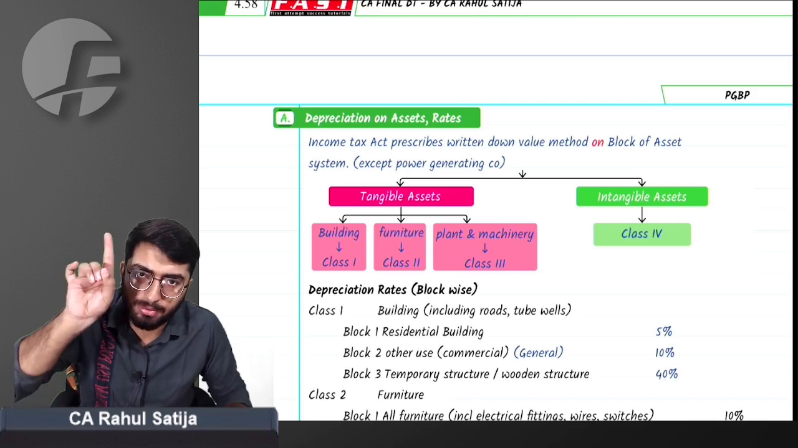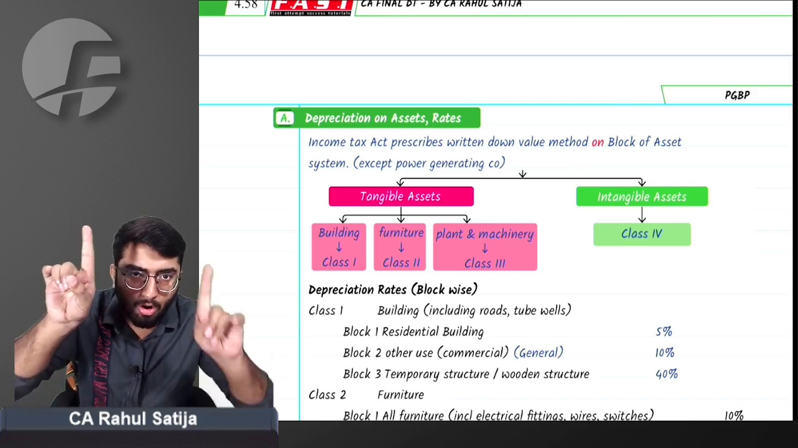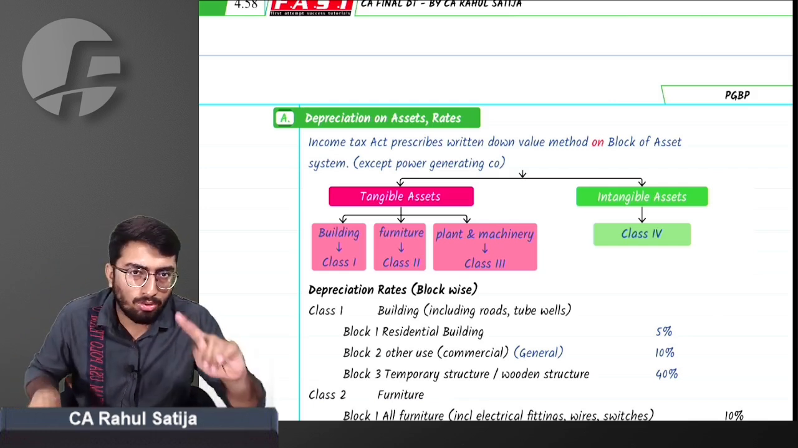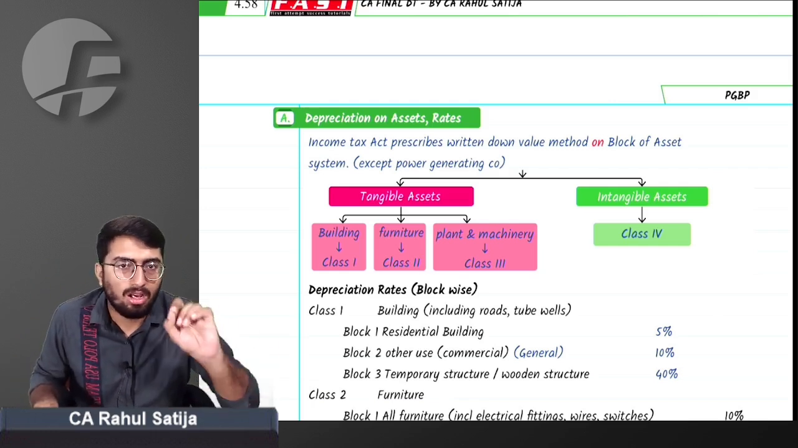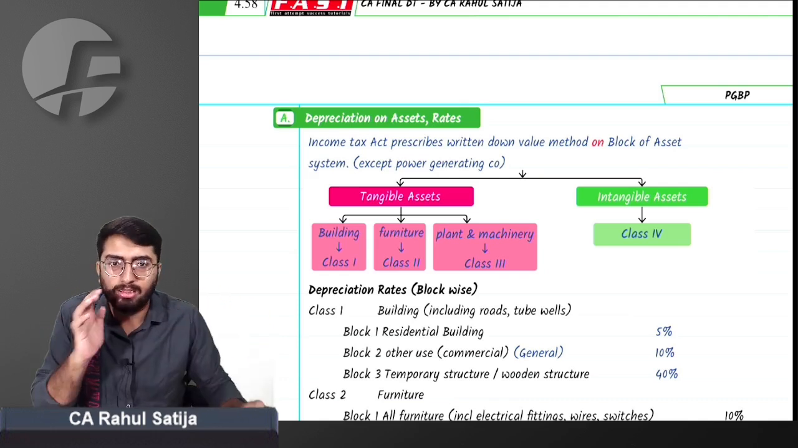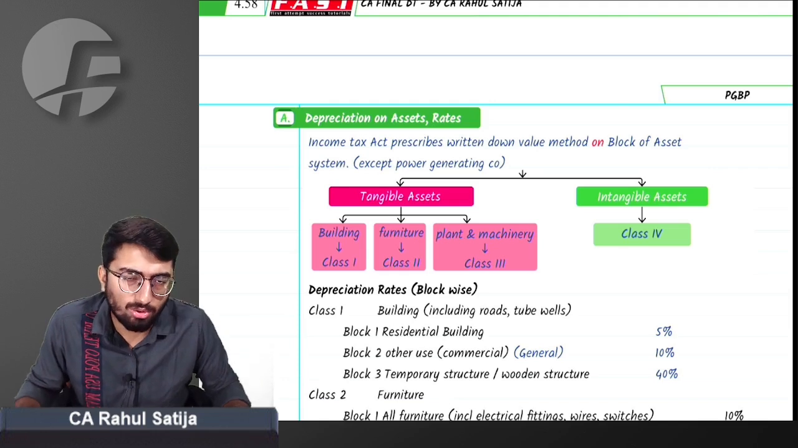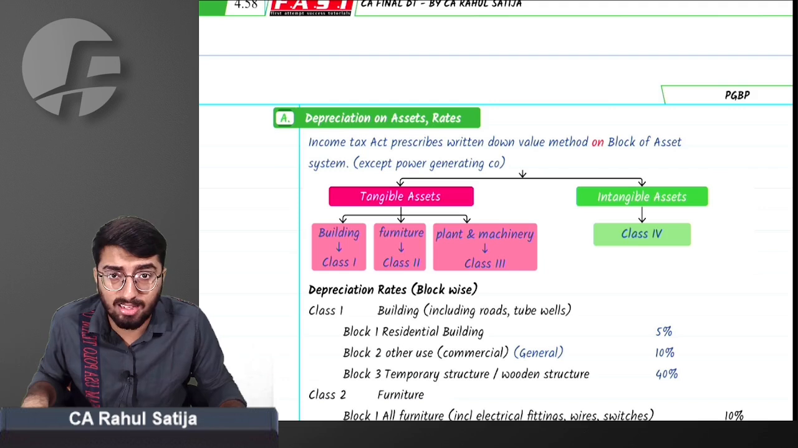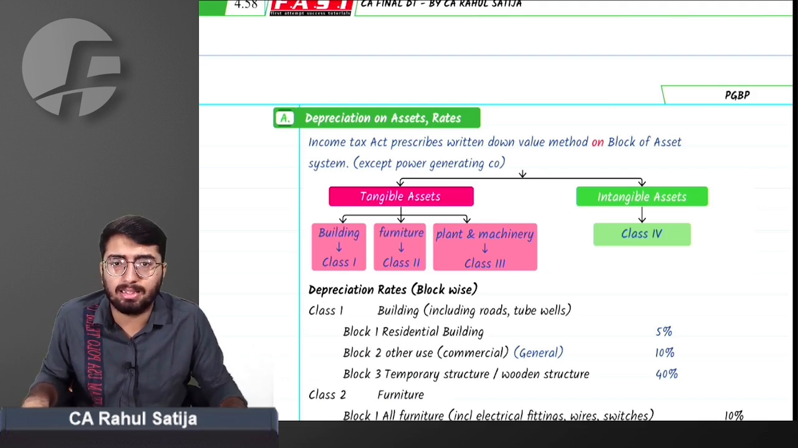Depreciation in income tax is applicable on the WDV method on a block of asset system. No SLM, no straight line method, no single asset system. Block of asset system, that is a block of assets, and WDV method. Sir, what is the rate of depreciation? For that, you need to understand how asset classes have been determined in income tax.